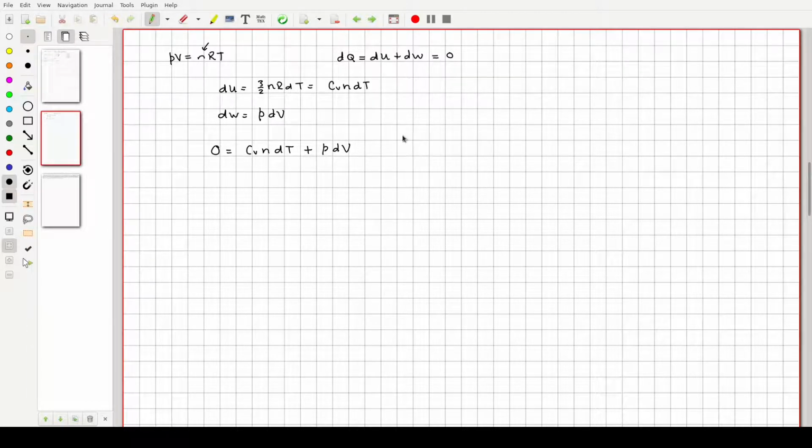Now, what I'd like to do is to take this and rewrite it in terms of the ideal gas law. So pressure, we know, is nRT over V, which means that I can write this as C sub V times n times dT plus nRT over V dV. Now, this is equal to 0. I'm going to cancel out the number of moles. It doesn't matter anymore. And what you're left with is an equation that looks like this: C sub V times dT plus RT over V times dV is equal to 0.